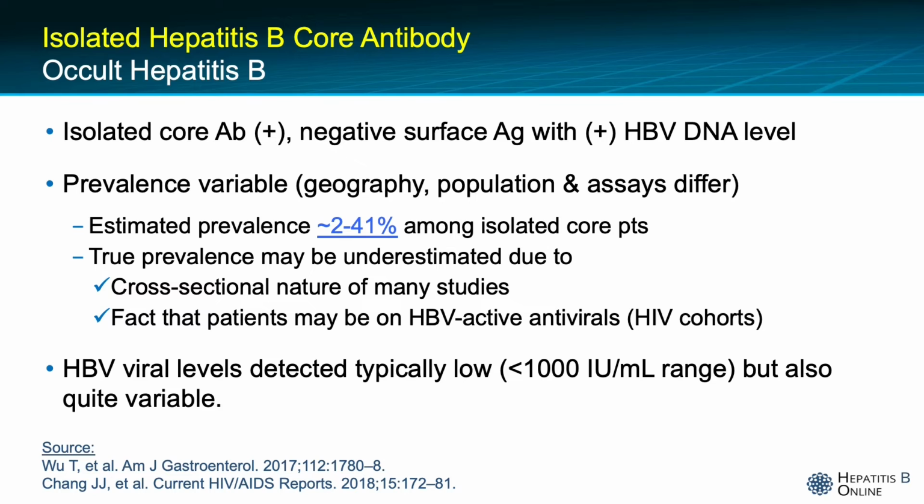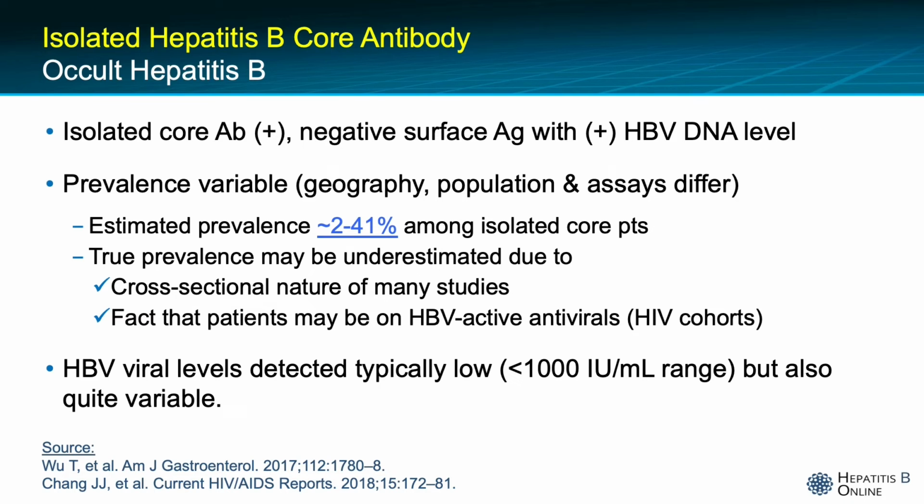But what about the small subset with occult hepatitis B infection? So these individuals would have an isolated core antibody, negative surface antigen, but have detectable HBV DNA levels in the blood. The prevalence of this varies depending on the study you look at and can range anywhere from about 2% to as high as 41%. And this difference largely has to do with geography, the population studied, and the assays used. The true prevalence may be underestimated due to the cross-sectional nature of many studies and the fact that patients may be on HBV-active antivirals. This is particularly the case if you're looking at HIV cohorts, but also quite variable.